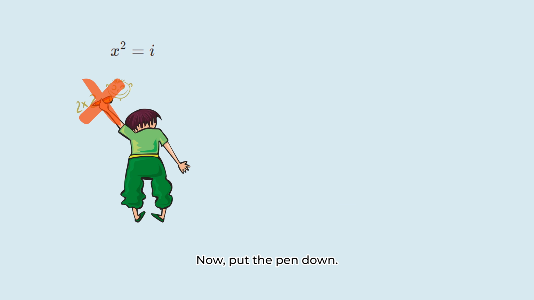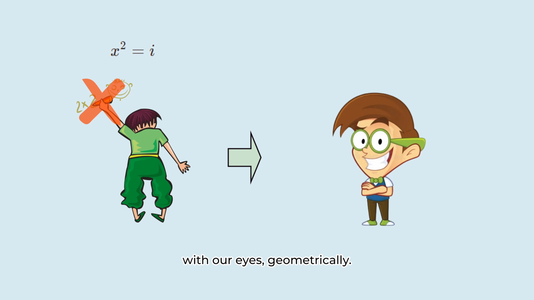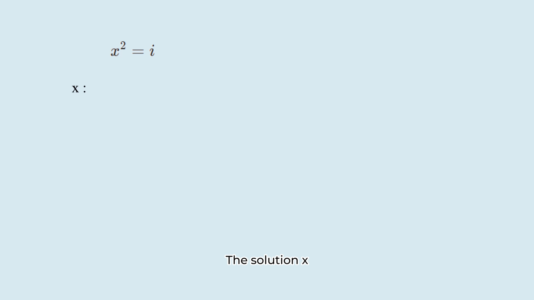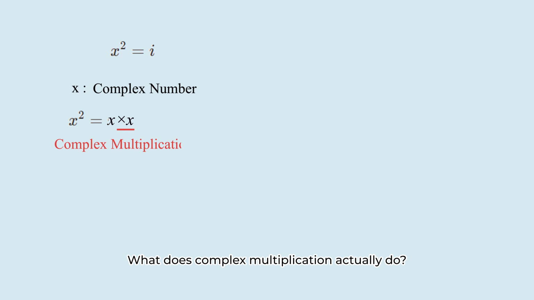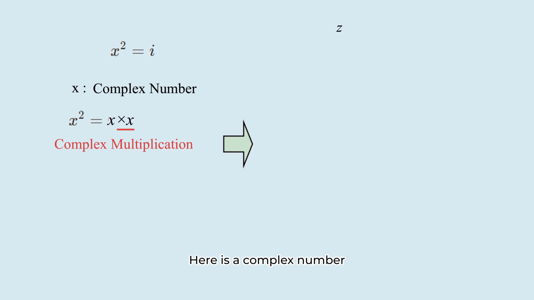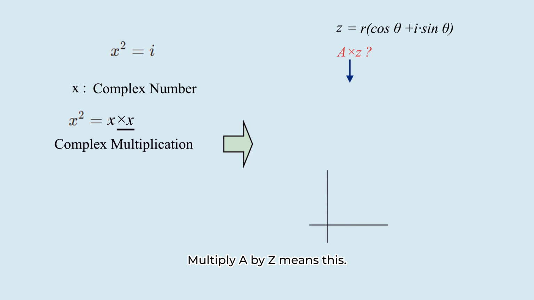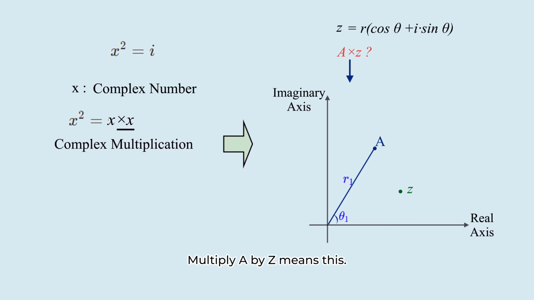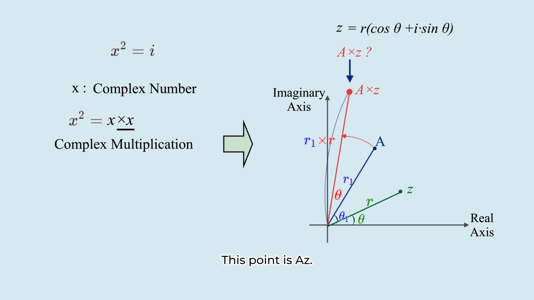Now, put the pen down. Let's solve the problem with our eyes, geometrically. The solution x is a complex number. What does complex multiplication actually do? Here is a complex number z equals r (cosine theta plus i sine theta). Multiplying a by z means this. Rotate the point a by an angle theta and scale its length by the absolute value r. This point is a times z.